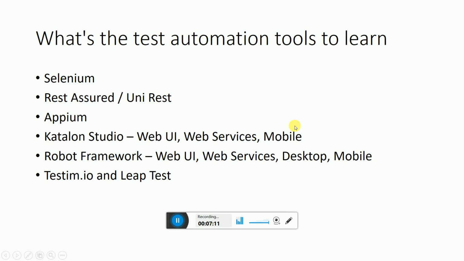Next is what are the automation tools that we can learn? Selenium is number 1. It's treated as the godfather of automation, yes, but Selenium has certain limitations. It doesn't provide a mobile perspective. When you are trying to automate mobile, it goes hand in hand with Appium, the sister tool of Selenium. If Selenium doesn't support web services, you have to use REST Assured and UniREST when you are using Java, or RestSharp when you are using .NET.